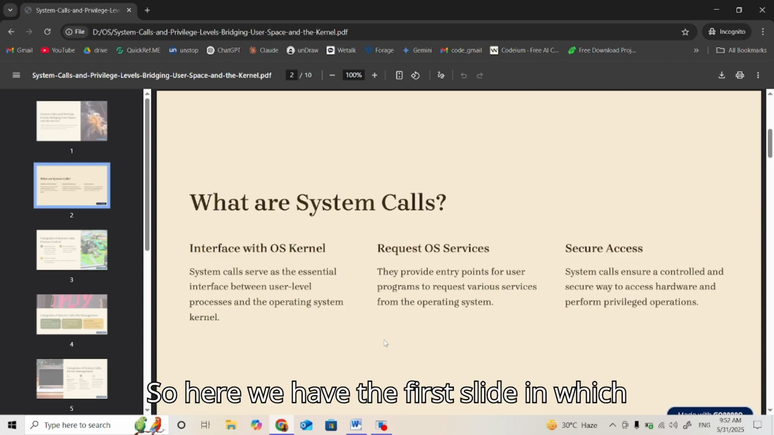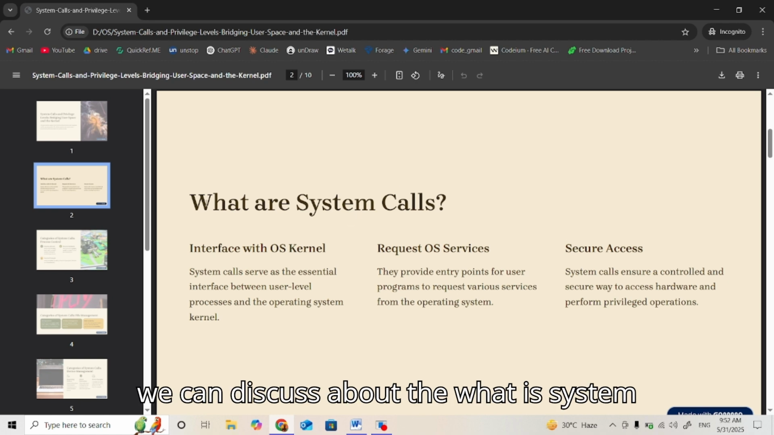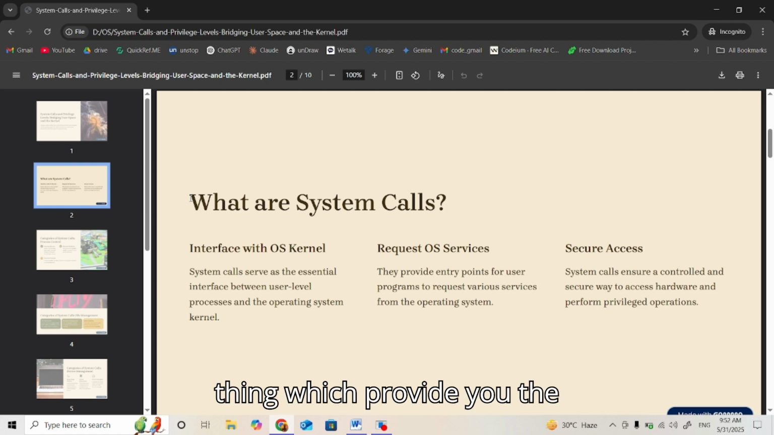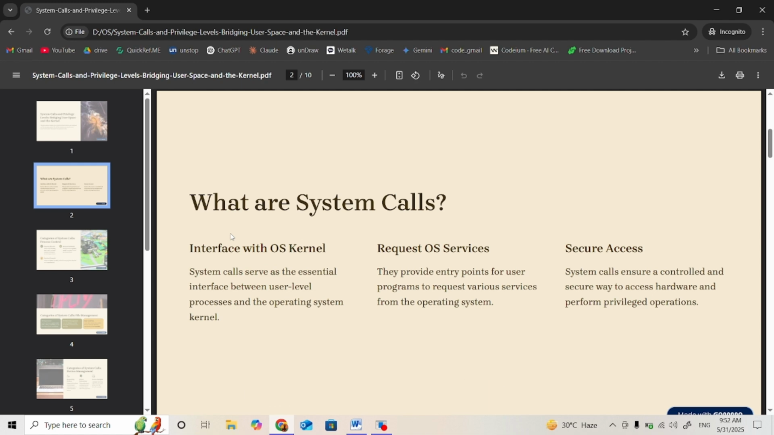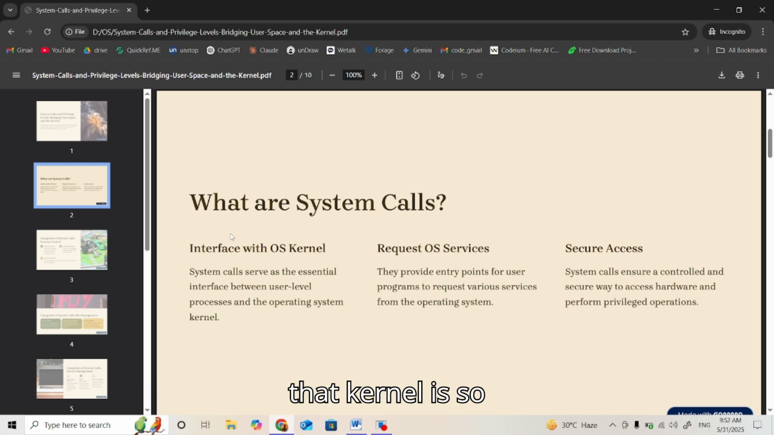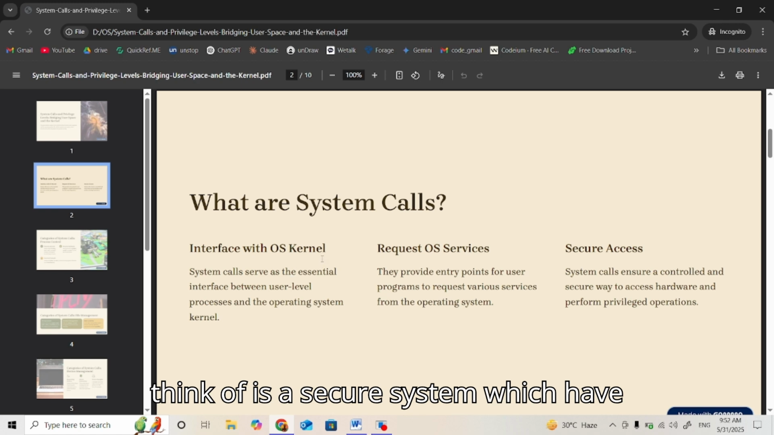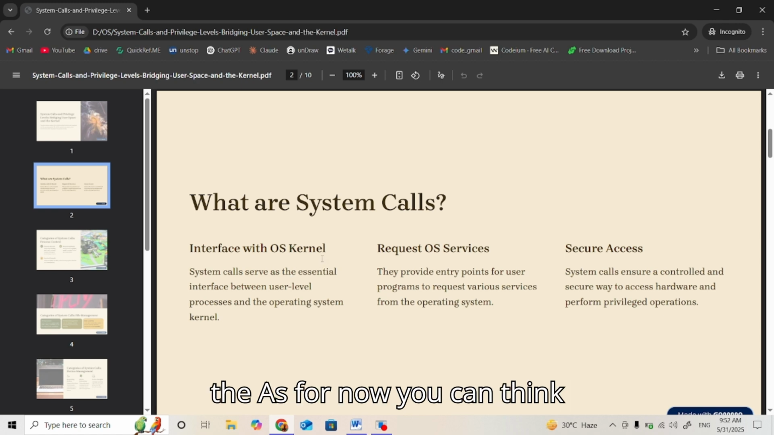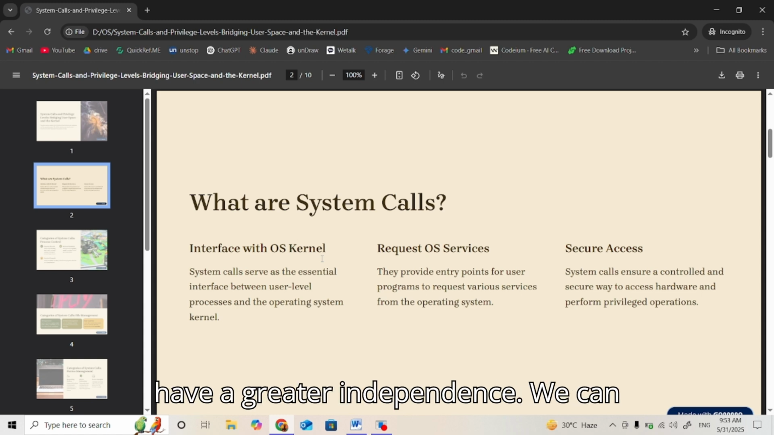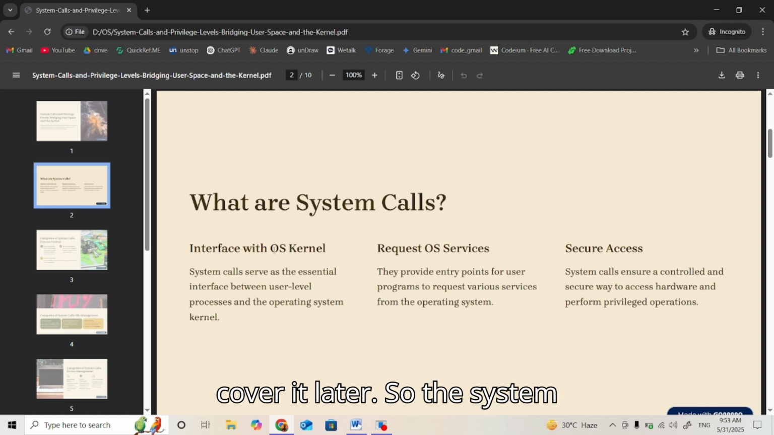Here we have the first slide, in which we discuss what a system call is. A system call provides you the interface to communicate with the kernel. So what is that kernel? As of now, you can think of it as a secure system which can have greater independence. We can cover it later.